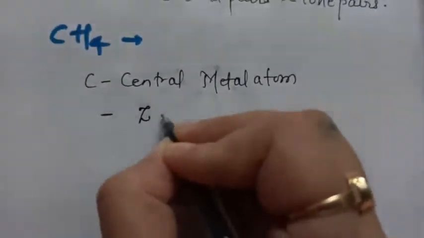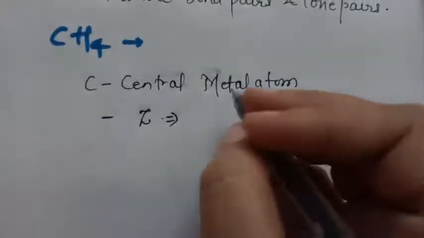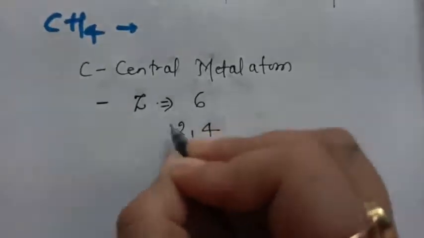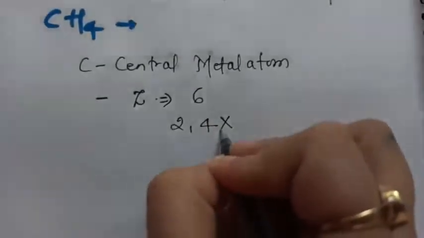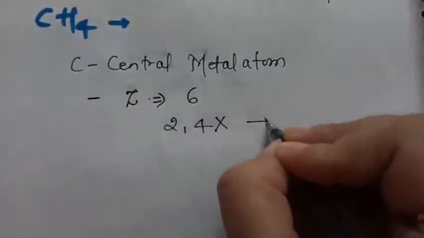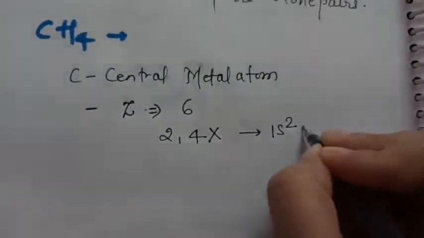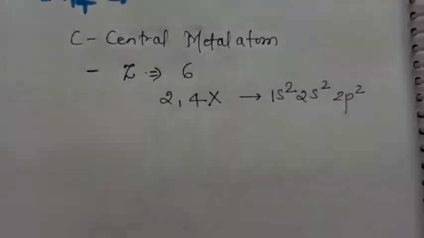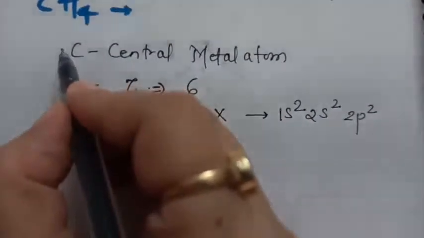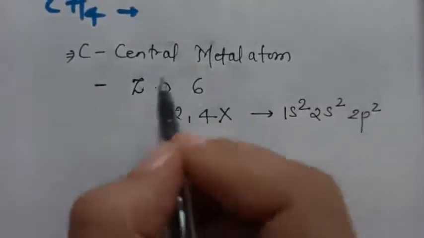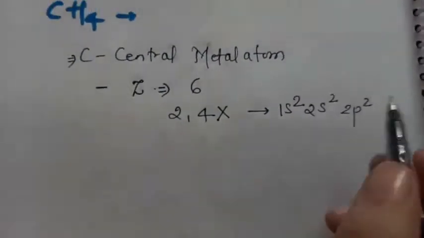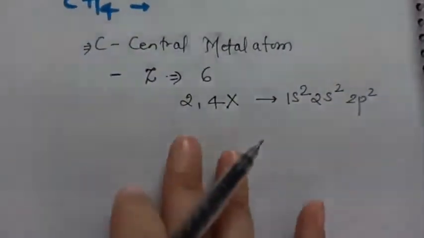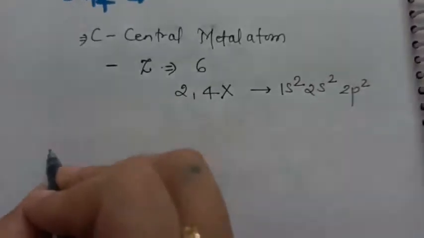Write the atomic number of your central atom. So the atomic number of carbon is 6. Then write the configuration. It is 2, 4. But this configuration you are not supposed to write. Remember that. You will write the configuration which you have learned in class 11th, that is 1s2, 2s2, 2p2. Right? Now, the first step was to identify the central atom, write its atomic number and its electronic configuration. This is common for all the examples. Once you have done this much, you have to do the things in just 3 steps.